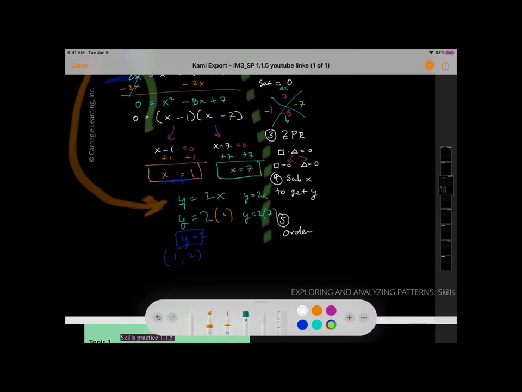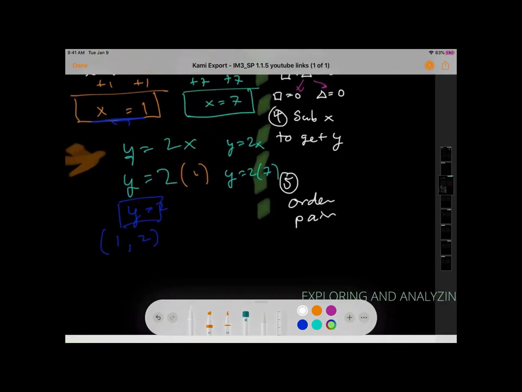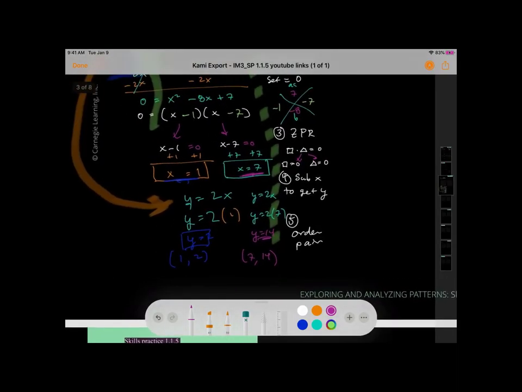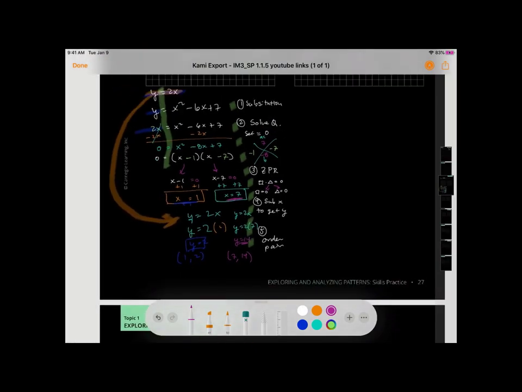Ordered pair. And we wanted to finish the one over here, so I get y equals 14. So my ordered pair is when x is 7, y is 14. Okay, what does that mean? That means we have two solutions. So let's go ahead and graph it now because they told us to graph it.